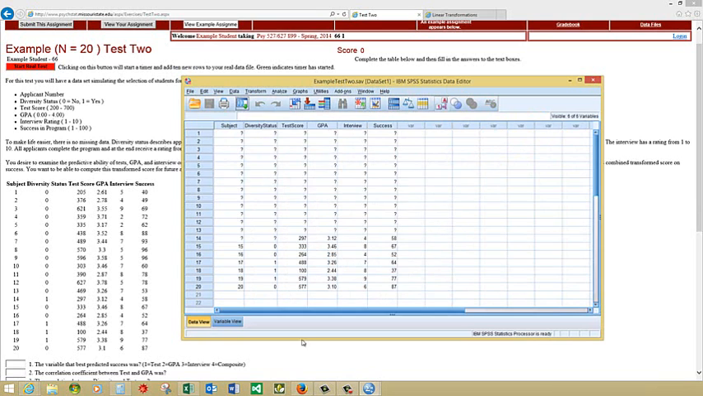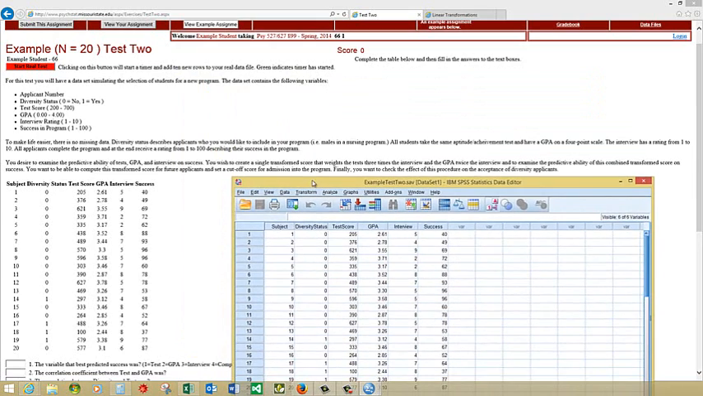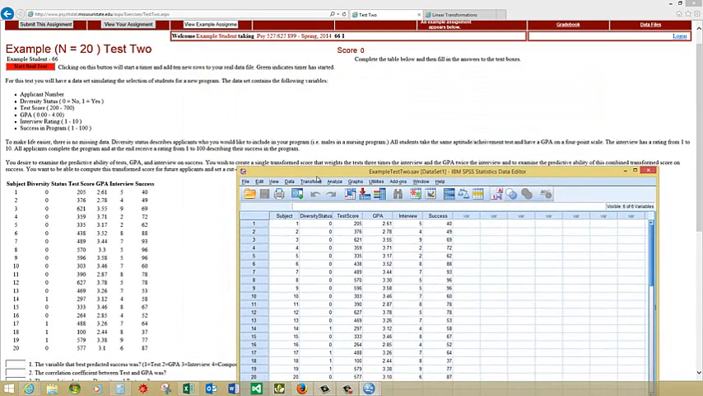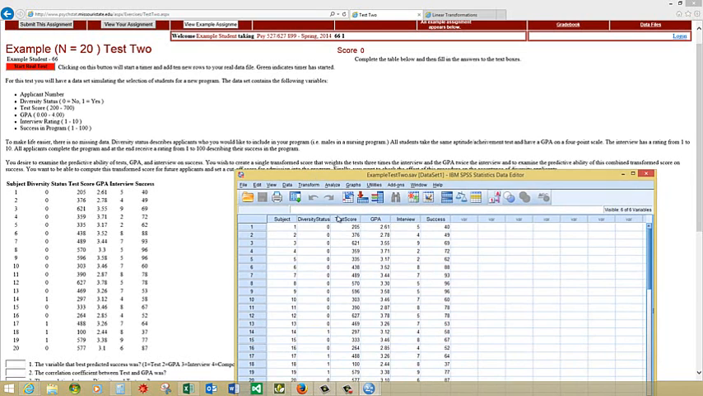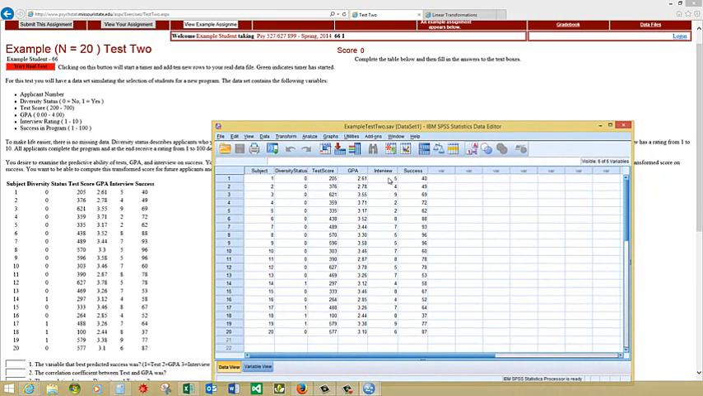Okay, the next thing we want to do is create this composite variable, which is a combination of test score, GPA, and interview. And we want the test score to be weighted 3 times the interview, the GPA to be weighted 2 times the interview, and of course the interview. Now we can't just multiply because the test score would give us a huge number. So the first thing we have to do is convert all of these to z-scores. And that's easy enough to do.